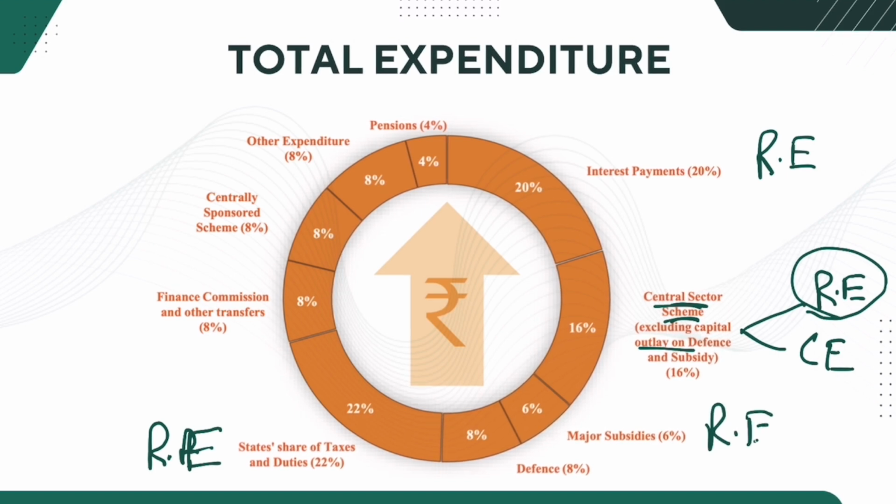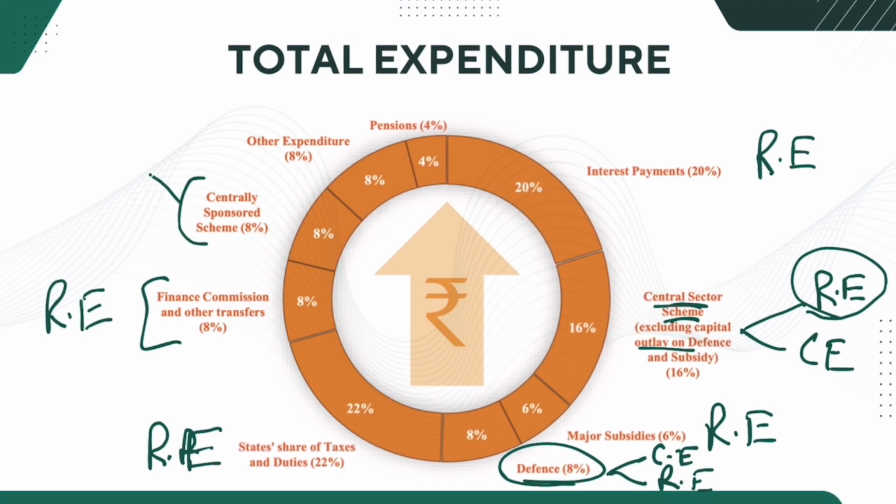Subsidies, revenue expenditure. Defense can be both revenue and capital. If you're buying weapons, tanks and aircraft, capital expenditure. If you're buying ration for armed forces personnel or paying their salaries, revenue expenditure. Finance Commission and other transfers include grants, revenue expenditure. Under a centrally sponsored scheme, if you are building buildings, roads, bridges, then capital expenditure. If it is normal day-to-day expenditure, revenue expenditure. Pensions, revenue expenditure. So this is total expenditure.